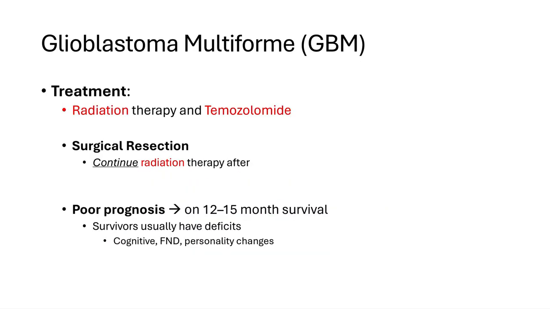The treatment is going to be radiation therapy and temozolomide. This is a very specific chemotherapy drug and should be known for exam day. We almost always try to do surgical resection for GBM, but because of the infiltrative pattern of it, it is extremely hard to remove the full tumor, and we always continue radiation afterwards. This has a very, very poor prognosis with only a 12 to 15 month survival.